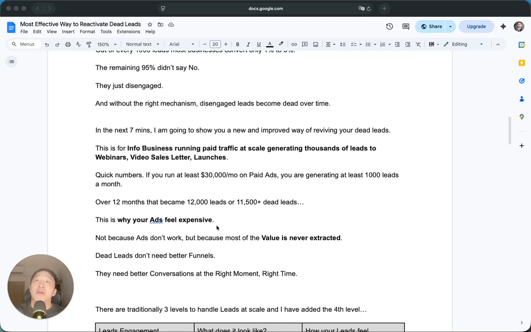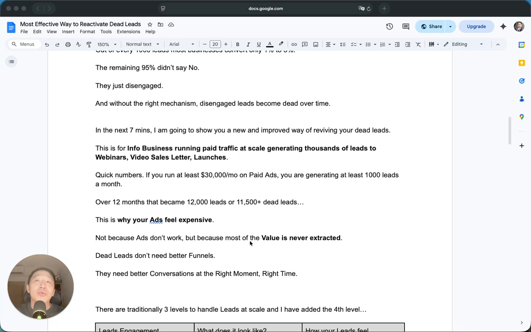Quick numbers: if you are running at least $30,000 per month on paid ads, you are generating at least 1,000 leads a month. Over 12 months, that becomes 12,000 leads, or 11,500 plus dead leads. This is why ads feel expensive. Not because ads don't work, but because most of the value is never extracted.